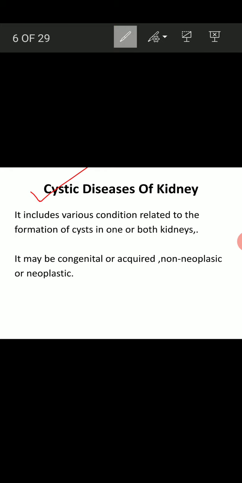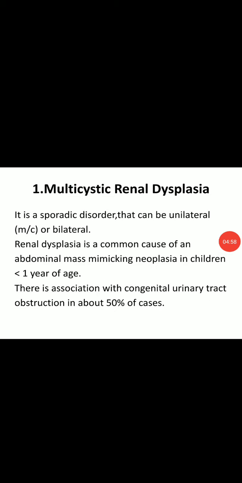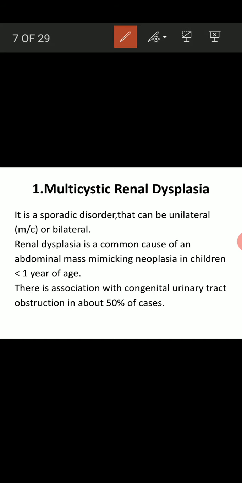There are various types of cystic diseases of kidney. First, multicystic renal dysplasia. Multicystic renal dysplasia is a sporadic disorder that can be unilateral, most commonly, or bilateral.